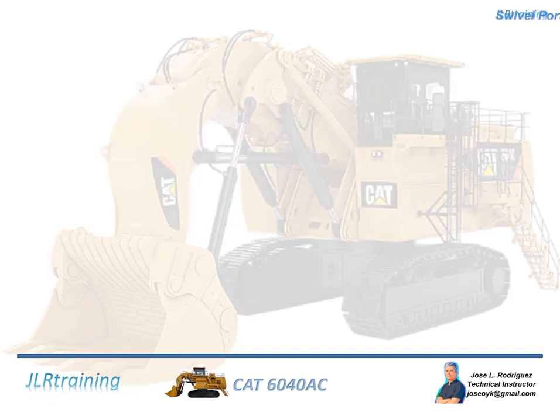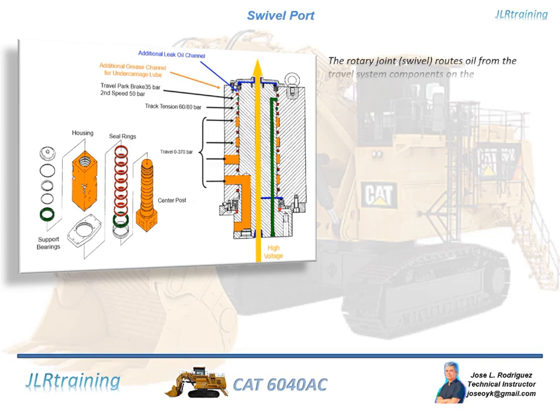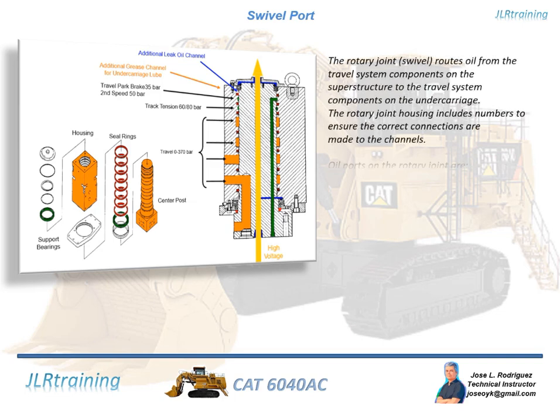Swivel port. The rotary joint, swivel, routes oil from the travel system components on the superstructure to the travel system components on the undercarriage. The rotary joint housing includes numbers to ensure the correct connections are made to the channels. Oil ports on the rotary joint are: leak oil return, 1. Track tension, 2. Second speed, 3. Travel pressure, 4.